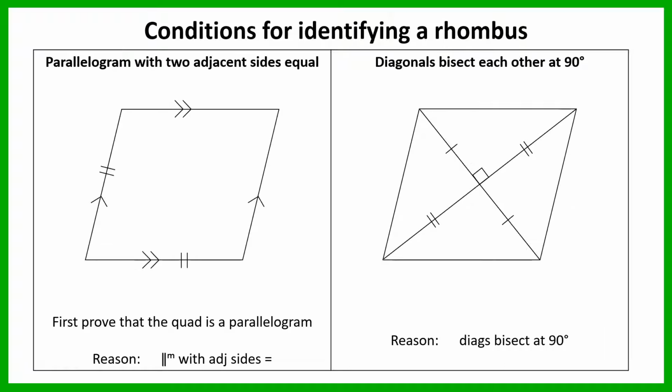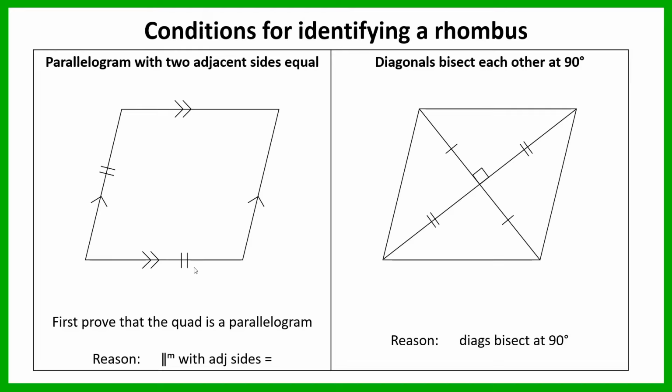Okay, next, the conditions for identifying a rhombus. Once again, remember a rhombus is a special kind of parallelogram. So first you need to prove that it is a parallelogram, and then if you can prove that it also has adjacent sides equal, then you know that it is a rhombus. So you prove that it's a parallelogram with one of the methods that we have already talked about. Then you also need to know that the adjacent sides are equal, and then you will know that it's a rhombus.